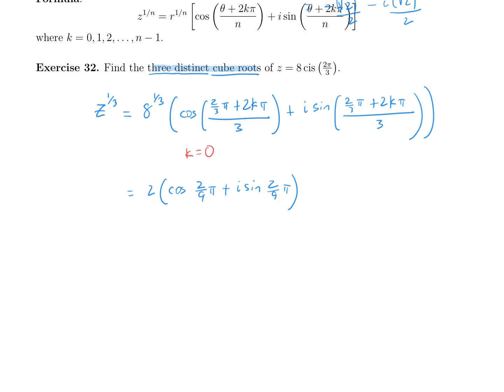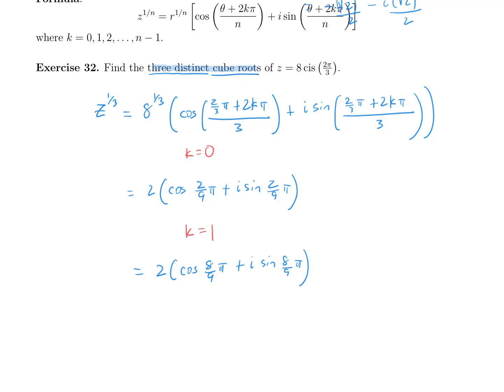So that one's complete. Now let's do the next one when k is equal to 1. When k is equal to 1, you have to do a little bit of arithmetic on the side. Plug in 1 for k, so that's 2 pi plus 2/3 pi. If you do that on the side, you should get 8/9 pi. I'll let you do that on the side. So I'm just going to go ahead and write the solution for that. It's going to be cosine 8/9 pi plus i sine 8/9 pi. You have 2 pi plus 2/3 pi divided by 3. You should get 8/9 pi when you do that.